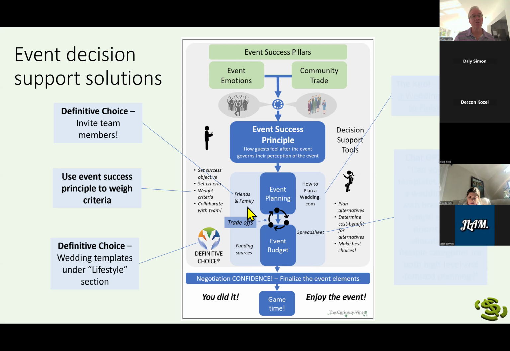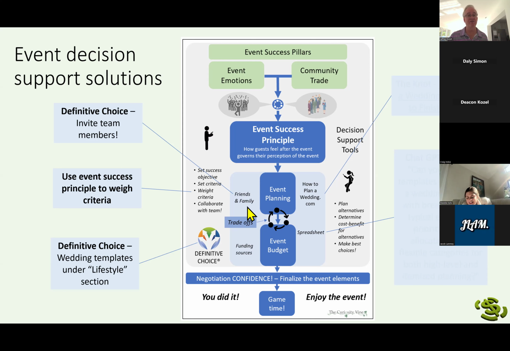Okay. So if the whole team members approach works really well, then of course you use the event success principle to weigh your criteria. So if you know how people feel at the end, because sometimes you'll look at it and say, okay, we're deciding about a venue, and that has food, beverages, a bar. It's going to have a certain size. It's going to have certain natural features, whether it's on a golf course or out in the country, whatever that is. But you're going through that process of determining and weighing the criteria, and that's the point at which you do that.